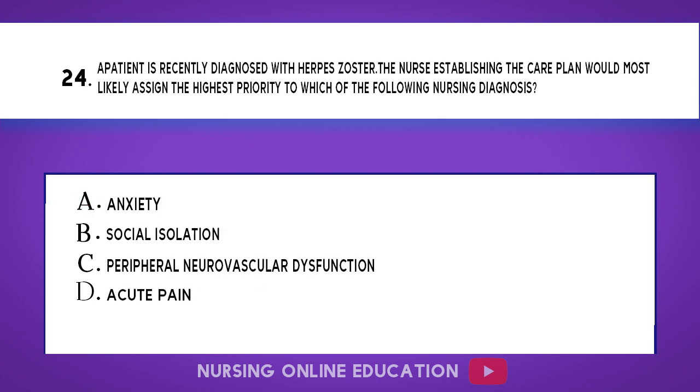24. A patient is recently diagnosed with herpes zoster. The nurse establishing the care plan would most likely assign the highest priority to which of the following nursing diagnoses? A. Anxiety, B. Social isolation, C. Peripheral neurovascular dysfunction, D. Acute pain. The answer is option D, acute pain.